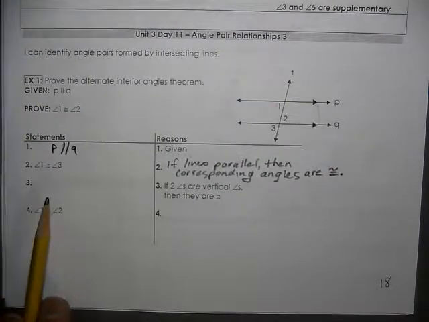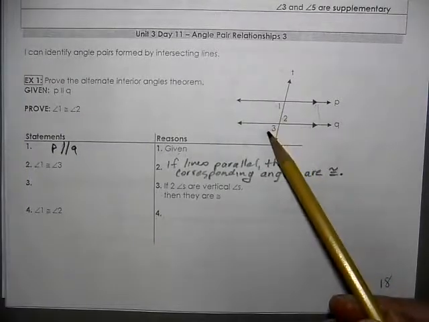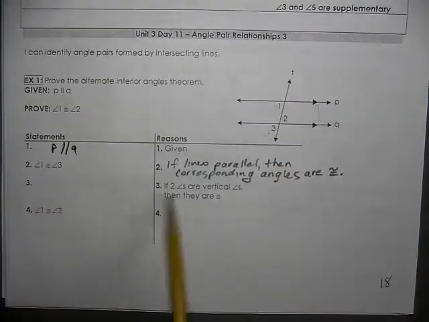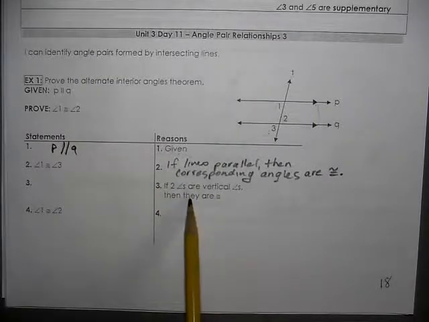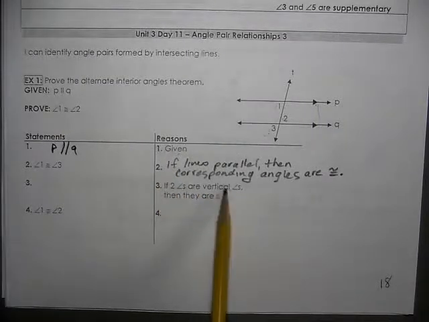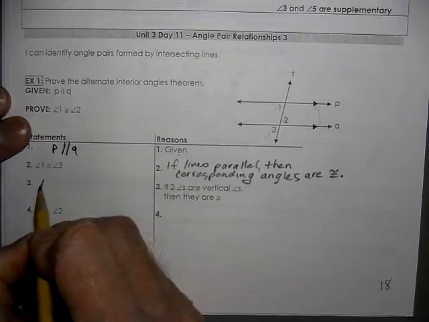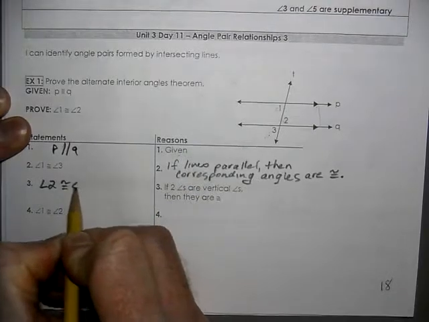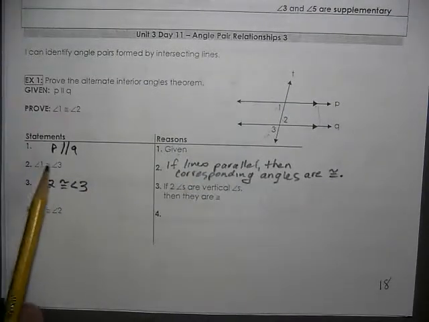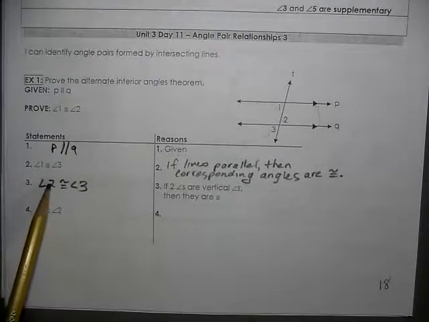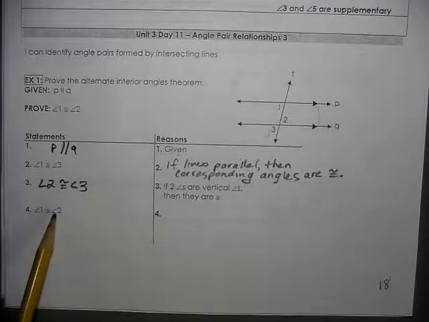Now let's think here. What would go in this spot? We've already said that 1 and 3 are congruent. It looks like the information they're giving us is talking about vertical angles. If two angles are vertical, then they are congruent. So that would have to be angle 2 is congruent to angle 3. Now if 1 is congruent to 3 and 2 is congruent to 3, why can we say 1 is congruent to 2?